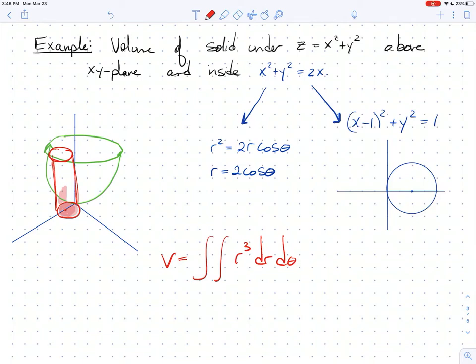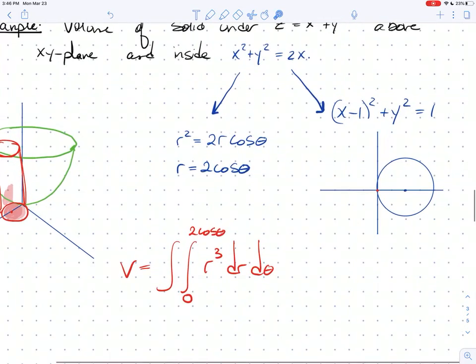What's r doing? I'm going from 0, sitting here, and then as theta swings, r is equal to 2 cosine theta. What's theta doing? Let's look over here on my circle. This can be a little tricky for people. Theta is actually swinging from here around all the way up to here. So from negative pi halves to pi halves. So theta goes from negative pi halves around to pi halves.